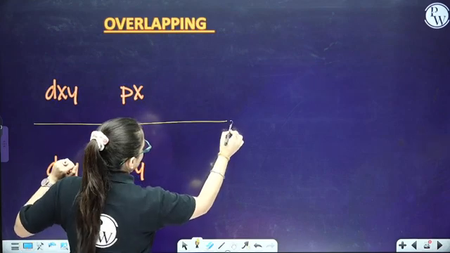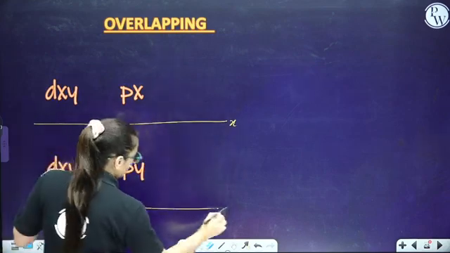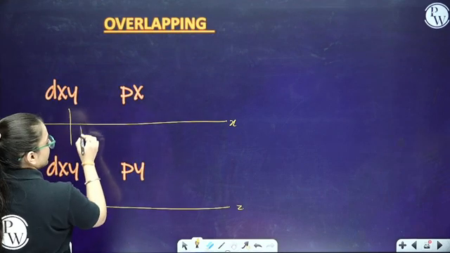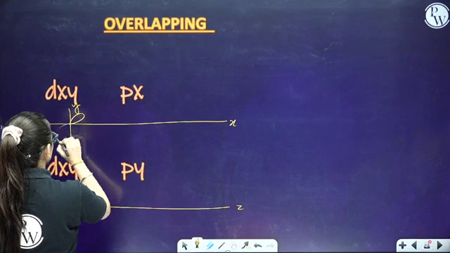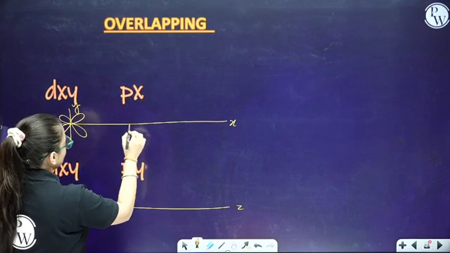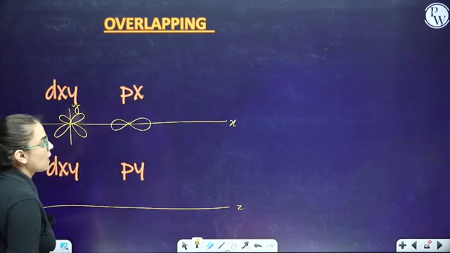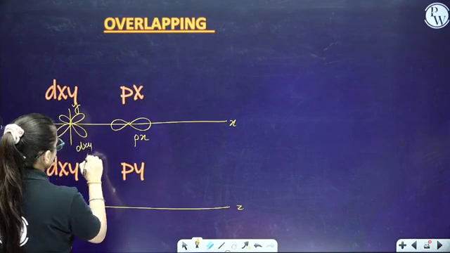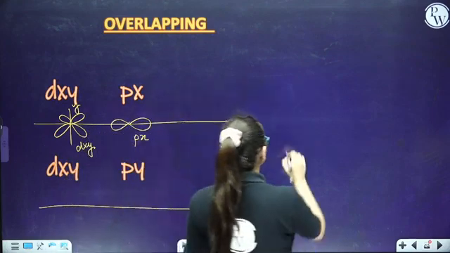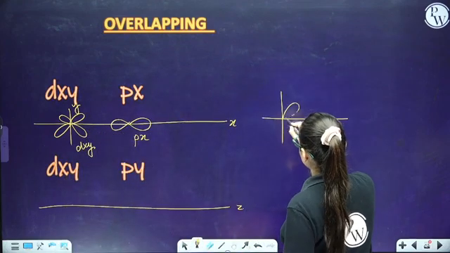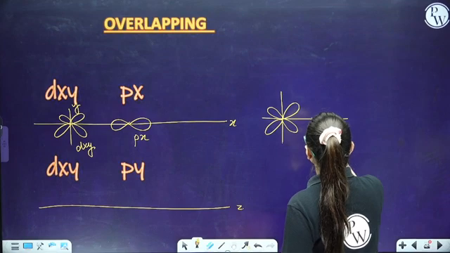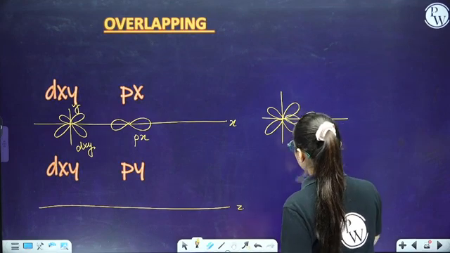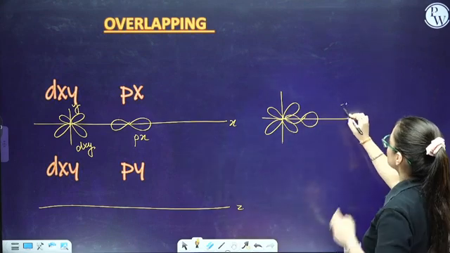See, first of all I am taking the x-axis, here I will be taking your z-axis. Clear? Now, dxy, if it is your y-axis, dxy lobes are present in between the axes. What is px? Px is like this. This is px. This is dxy. So now when they will overlap, it is like this. When they will overlap, not possible, no structure in such a way.